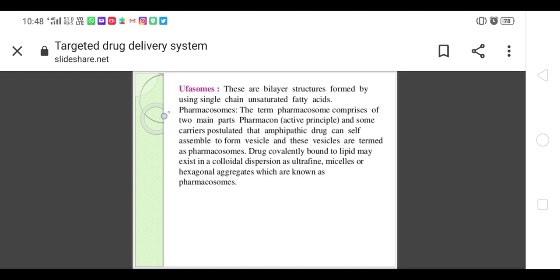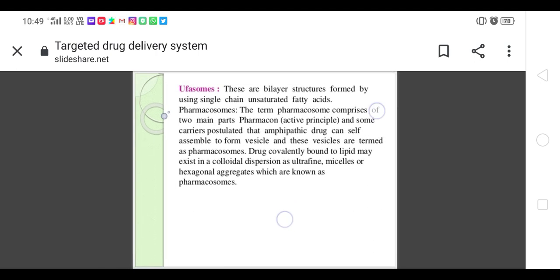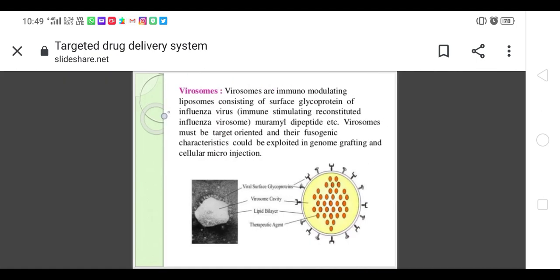And the last one is ufasomes. They are bilayer structures formed by using single chain unsaturated fatty acids, right? It is also called pharmacosomes, and it comprises two main parts: pharmacon, meaning active principle, and somes, meaning carriers, and that has the drug assembled to form vesicles, right? So these are called pharmacosomes. Drug covalently bound to lipid may exist in the colloidal dispersion as ultrafine micellar hexagonal aggregates. So then it is called ufasomes or pharmacosomes.